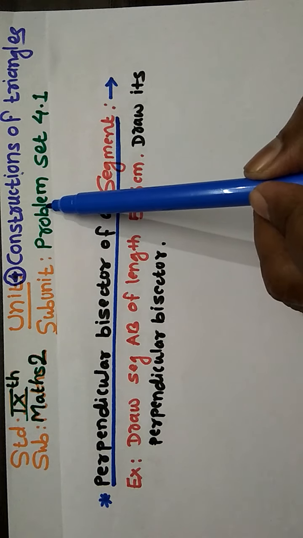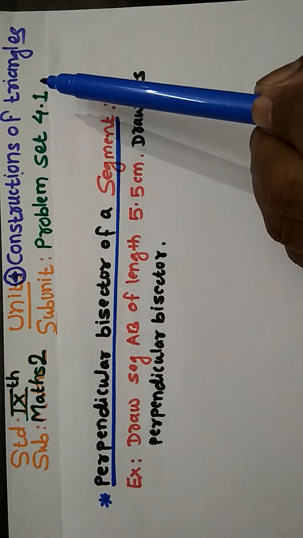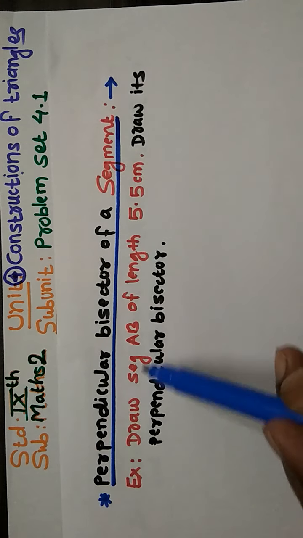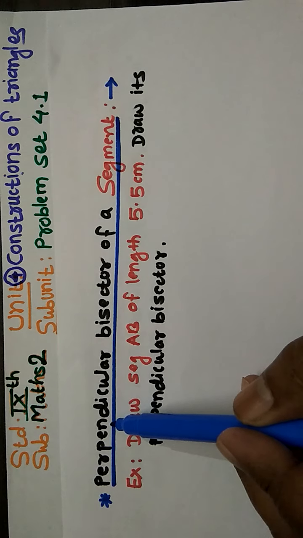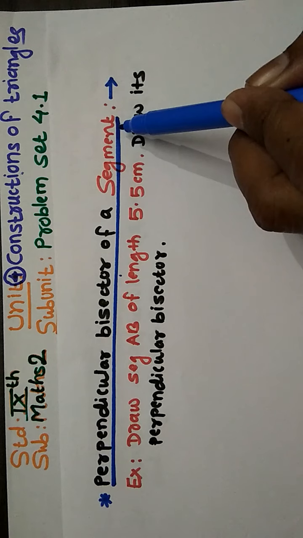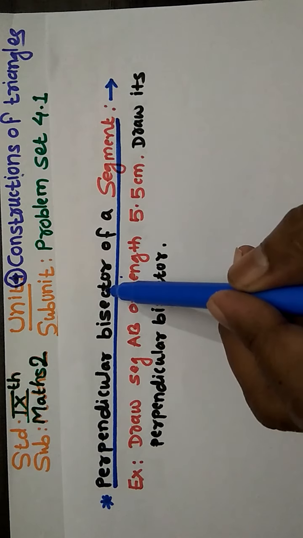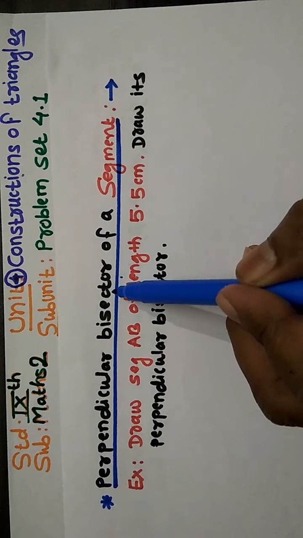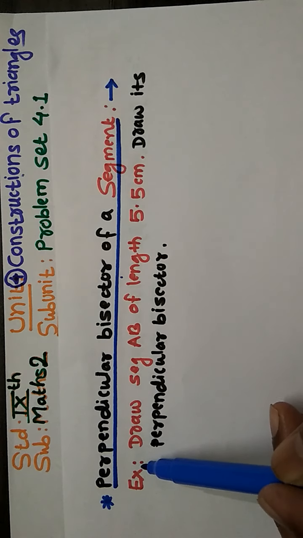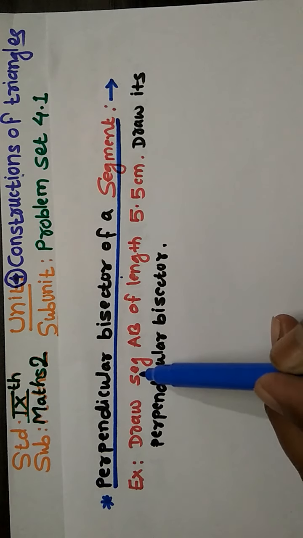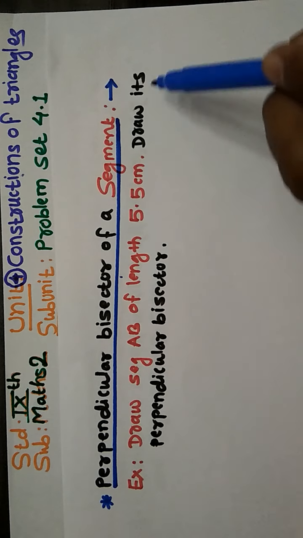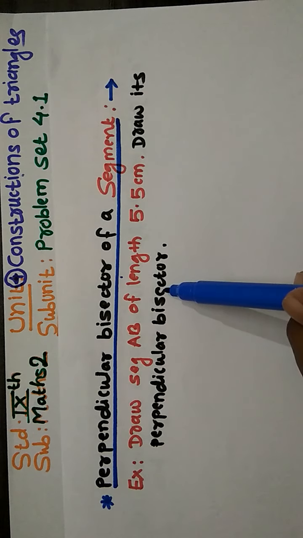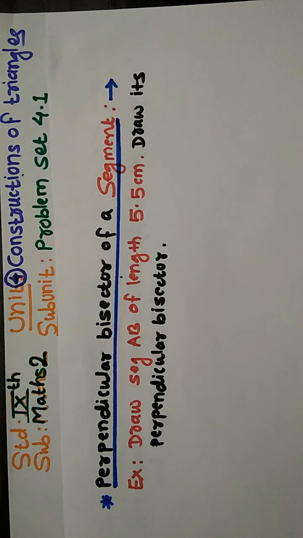To study problem set 4.1, first we study the basic construction, which is the perpendicular bisector of a segment. See, for this one example, draw a segment AB of length 5.5 centimeter. Draw its perpendicular bisector. See here.